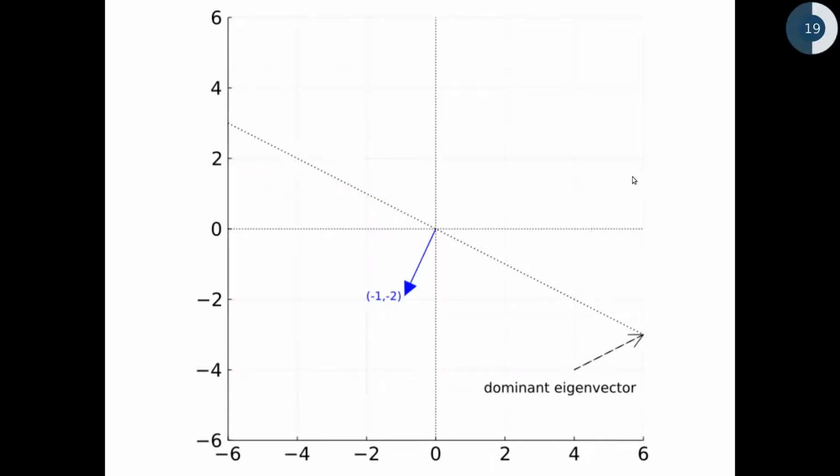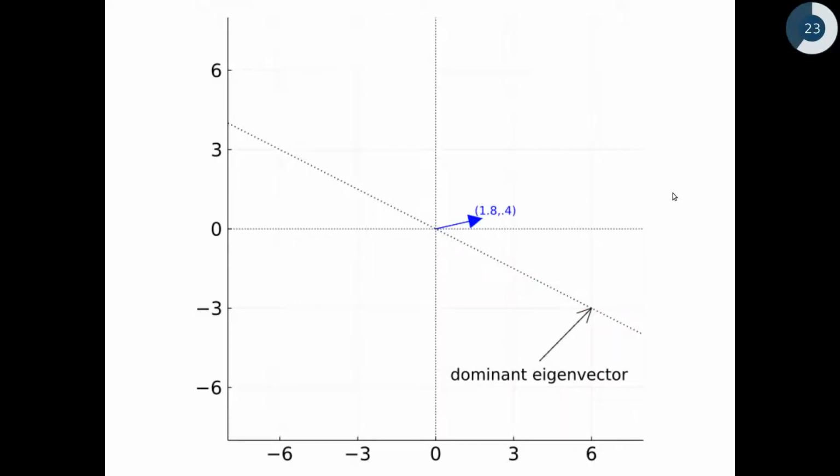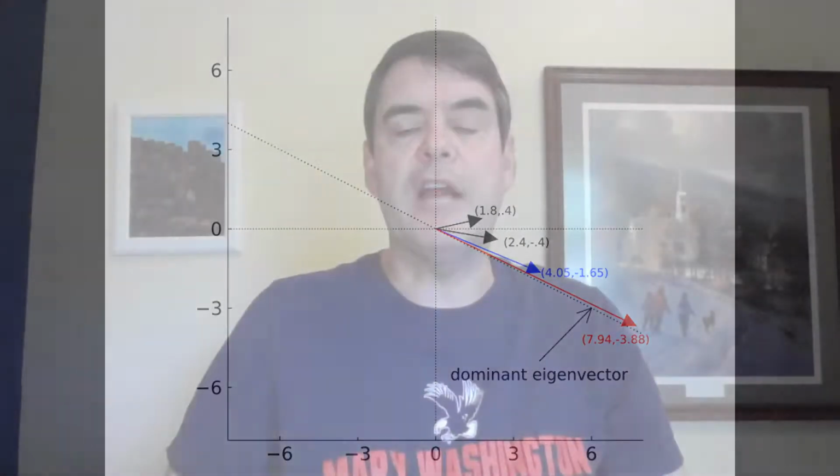Let's try this one, negative 1, negative 2. Instead of negative 2, negative 1. Multiply by it. Oh, it goes that way. Again, goes that way. Again, goes that way. And also converging to the dominant eigenvector. Let's try this one, 1, 8, 4. Picked a random vector out of a hat. Goes to there, goes to there, goes to there. Dominant eigenvector indeed. And you remember what I said with the swing, the playground swing, right?